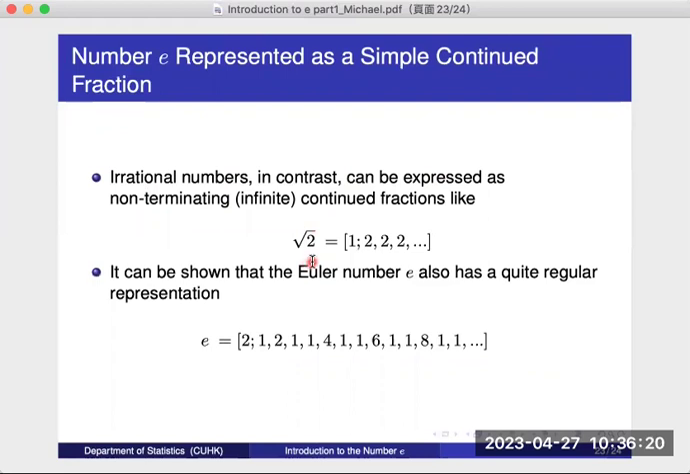For example, the square root of 2 is equal to 1 plus 1 over 2 plus 1 over 2 plus 1 over 2, and so on. It can be shown that the Euler number e also has a quite regular representation as a continued fraction. The continued fraction representation of e is 2 plus 1 over 1 plus 1 over 2 plus 1 over 1 plus 1 over 1 plus 1 over 4 plus 1 over 1, and so on.